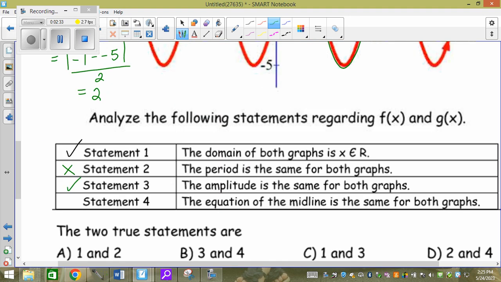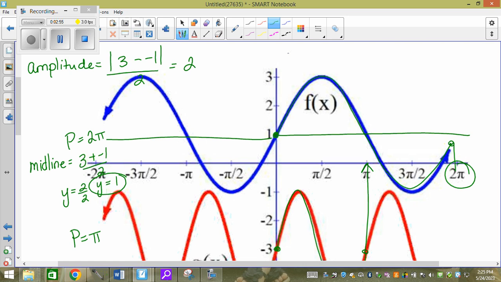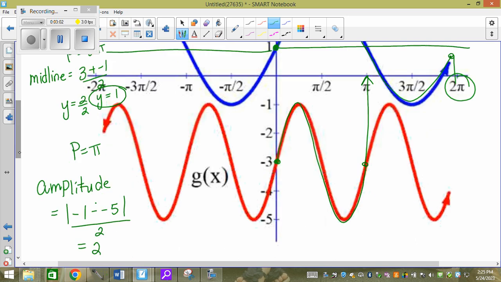Statement 4, we're going to prove it anyways. If I want the midline, I do the max plus min divided by 2, right? So I get 3 plus -1 divided by 2. So it's at y equals 2 divided by 2, which is y equals 1. That's the midline of this one. So that's the line that cuts the graph in half. Is this one also 1? Is the line that cuts the graph in half of this one a 1? No. It's way down here.